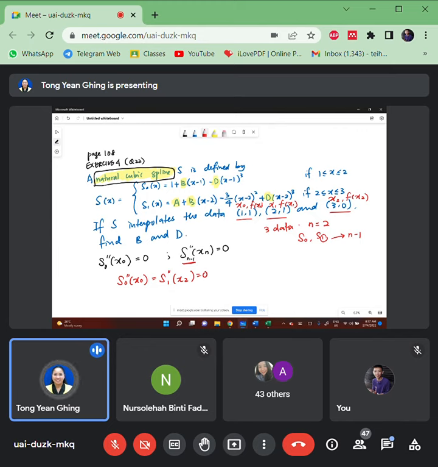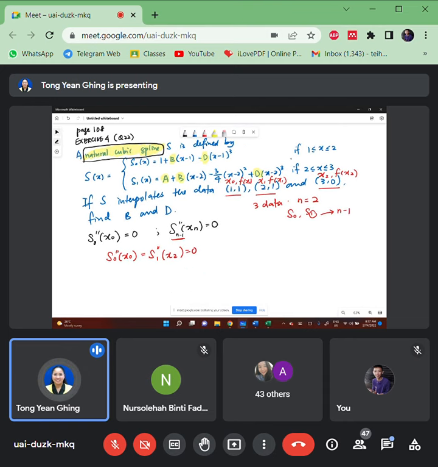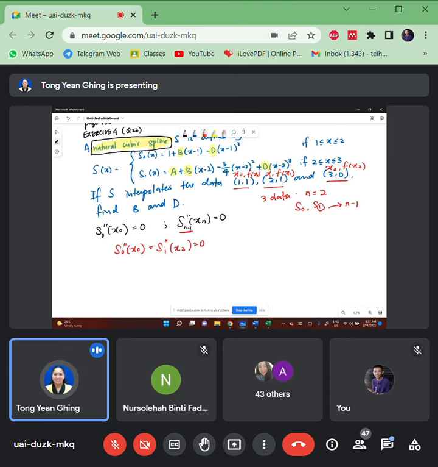Itulah. So kalau, okay, let's say that this is a natural cubic spline, so that means this one, second derivative, has to be equal to 0. Okay, tapi ini bukan first criteria kan? Okay, doesn't matter. Since we already set this one, kita terus buat yang ini tak apa. Okay, now we have to do second derivative from this one.